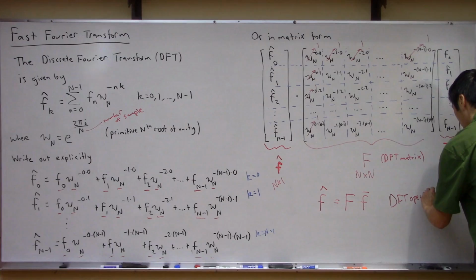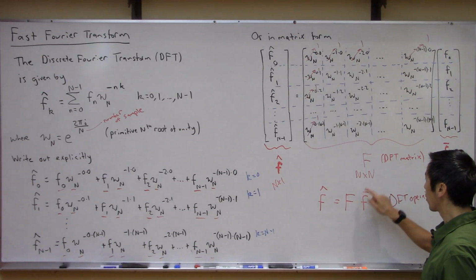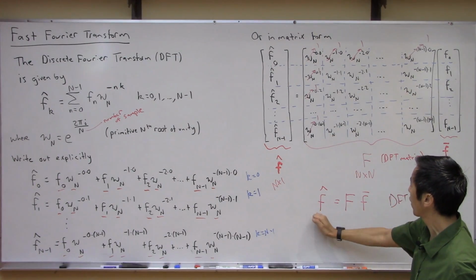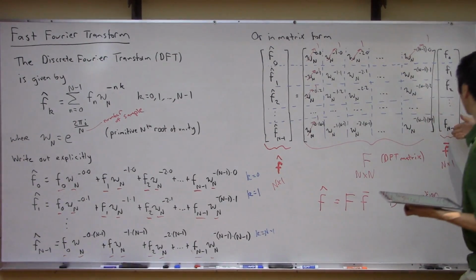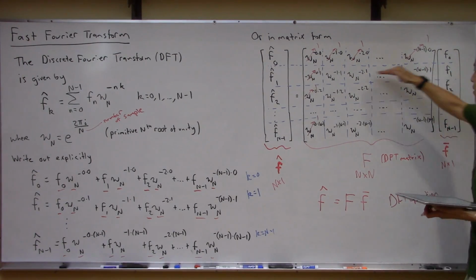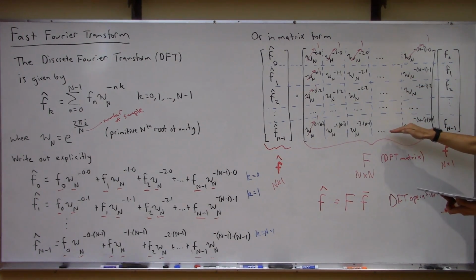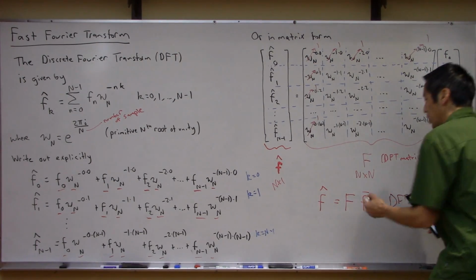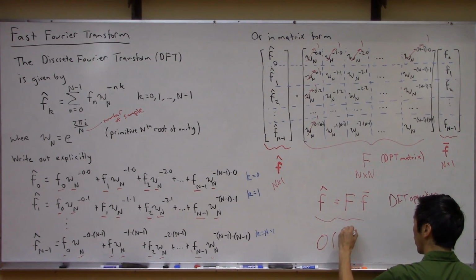Now, because this capital F is dense, there are n by n elements. So how many operations are you going to have to do to compute this vector f hat? You're going to have to multiply this column f by this first row. That's n multiplications. Then this column times the second row, that's another n multiplications. Third row, another n, all the way down to the nth row. So if you count up all these operations, this is of order n squared.